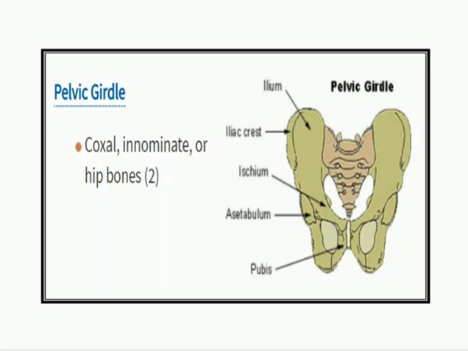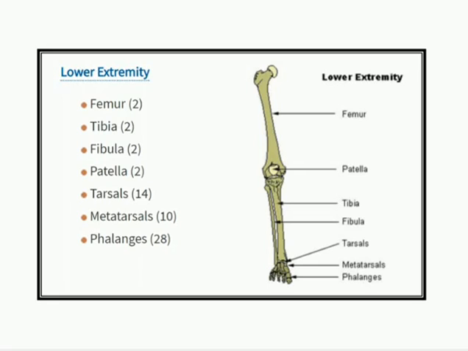Now the pelvic girdle is also termed as your hip bone. So there is one pair of hip bones present in the appendicular skeletal system. Now coming to your lower extremities. Lower extremities include the bones of your legs. So there is one pair of femur, one pair of tibia, one pair of fibula, one pair of patella, 7 pairs of tarsals, 5 pairs of metatarsals and 14 pairs of phalanges.